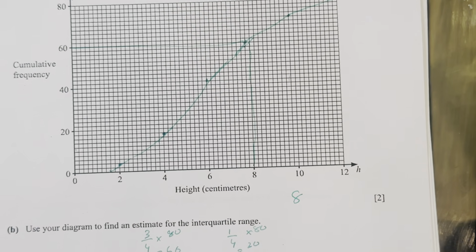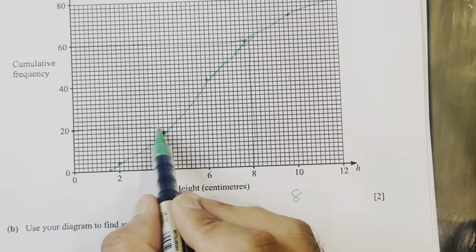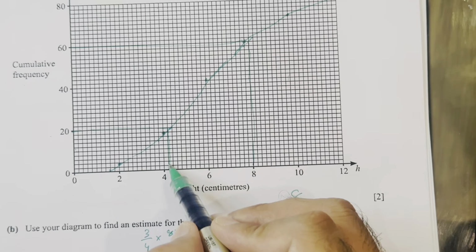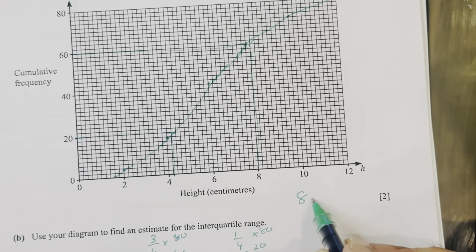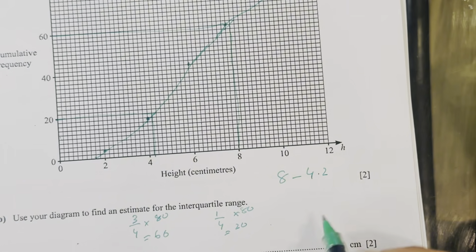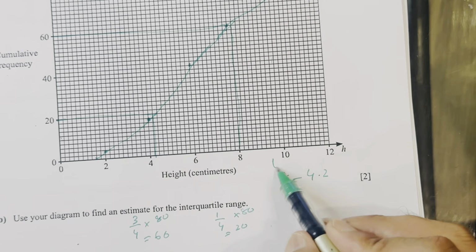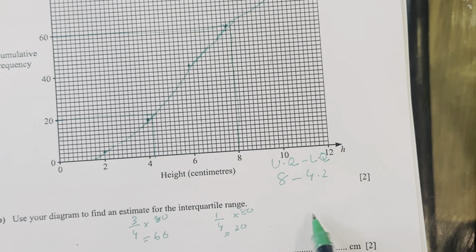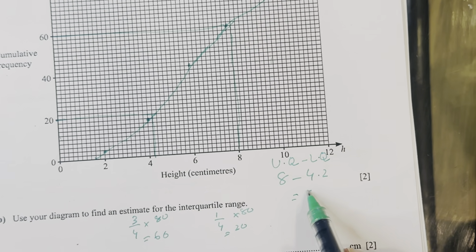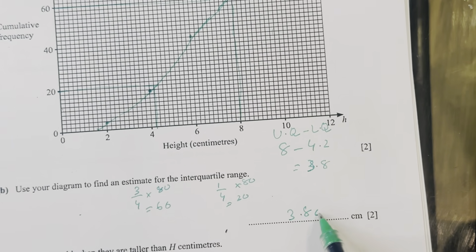Okay, for 20, the value is 4.2. So we're going to subtract to get the interquartile range. The interquartile range is always the upper quartile minus the lower quartile. Okay, the answer would be 3.8. So the interquartile range is 3.8 centimeters.